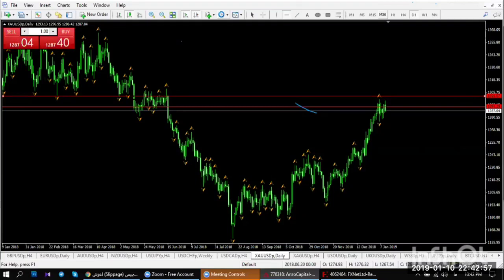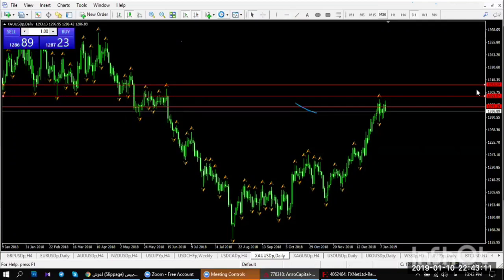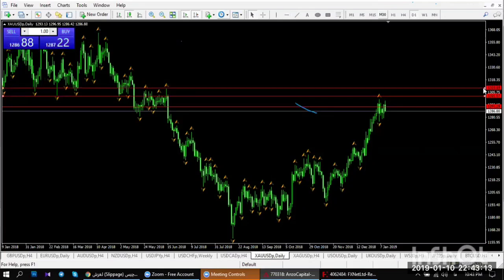We have many pivots here, because I have identified the pivots on the gold chart before. These are long too, but I personally don't consider this as a pivot. I consider this as a pivot instead. I think it should be a little bit higher so it's on the tip of this one.